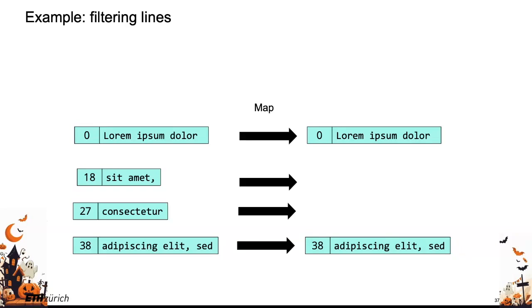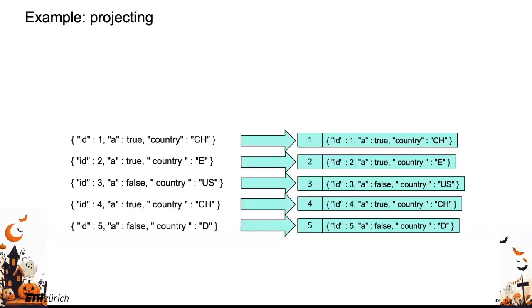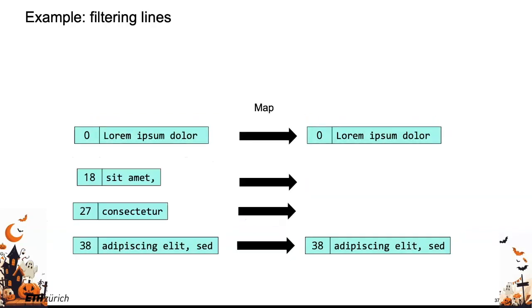And if the line does not contain the word, I just output 0 intermediate key values for that. So you see that now my intermediate key value pairs are a subset of the input key value pairs. And the reduce function is the identity function in that case. I just do nothing. I just forward to the output at the end, right? So this is what I've just done.